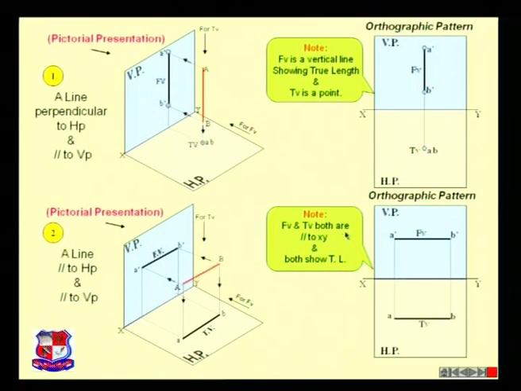Front view and top view are both parallel to the XY line, which means that both show the true length. If you take this projection like this, then both the lengths achieved would be true length. Either A dash B dash is equal to small ab equal to capital AB. All lines would be equal to each other, and that will be the true length for both views.